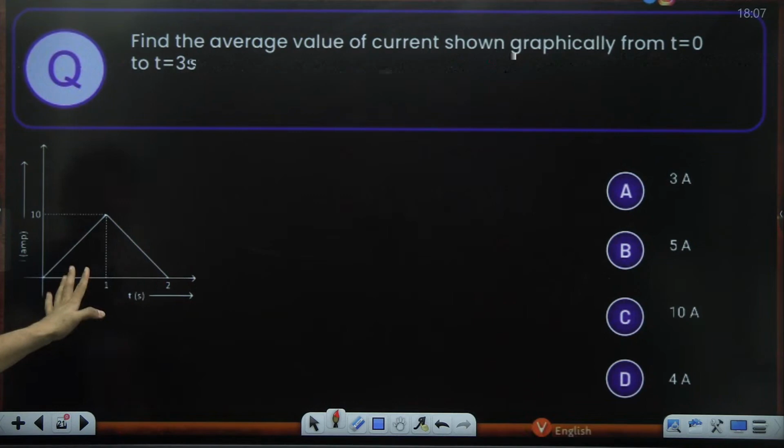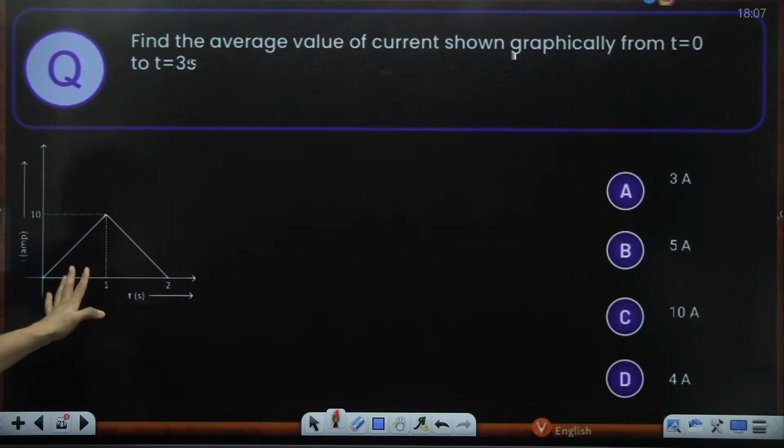First, find the total average current. The total average current will be the total charge which flows upon the total time. Now this time interval is basically 2 seconds. How do I find the charge in it? Now the best way is to find the area of it.